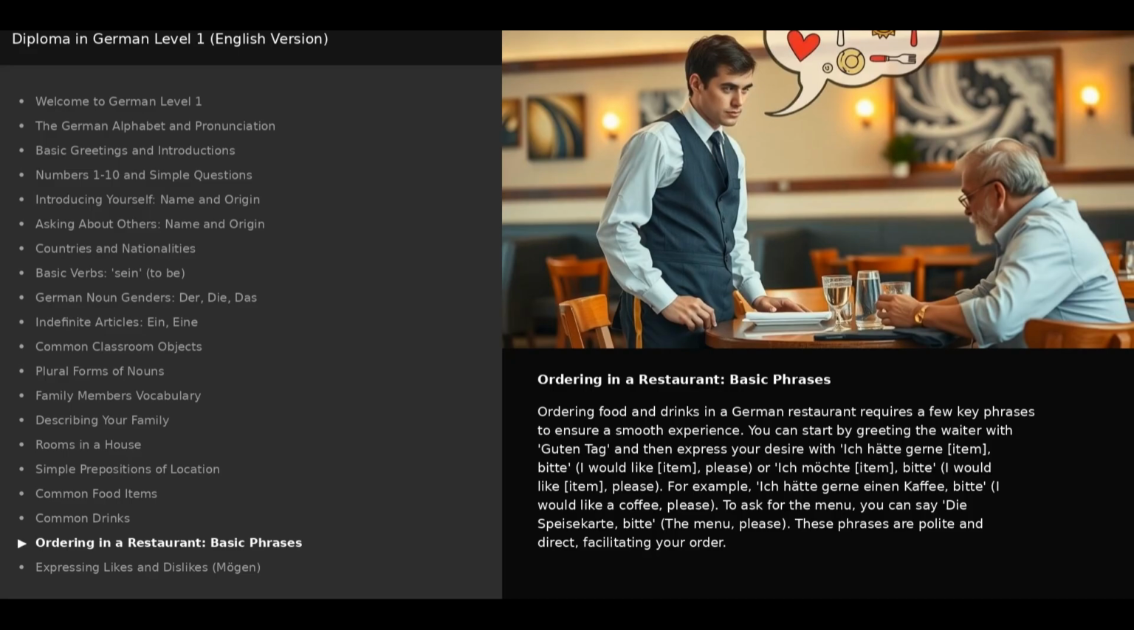For example, Ich hätte gerne einen Kaffee bitte. I would like a coffee please. To ask for the menu, you can say Die Speisekarte bitte, the menu please. These phrases are polite and direct, facilitating your order.